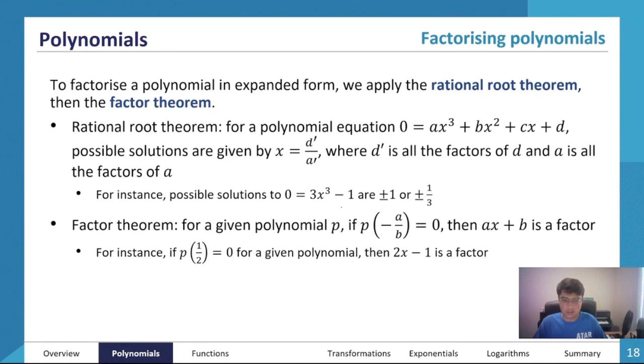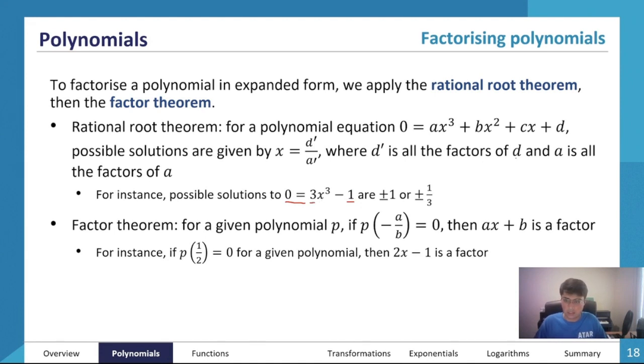So in this case, we have this polynomial here, 3x cubed minus 1. If we're looking for potential solutions to it when we set this polynomial equal to 0, then the solutions are going to have this form right here, d prime over a prime. D prime is all the factors of d. So in this case, our d value is 1. So all of the factors of 1 is, well, it's just 1 and negative 1. Because 1 times negative 1 is negative 1, negative 1 times negative 1 is 1, and 1 times 1 is 1. So 1 and negative 1 are factors of 1.